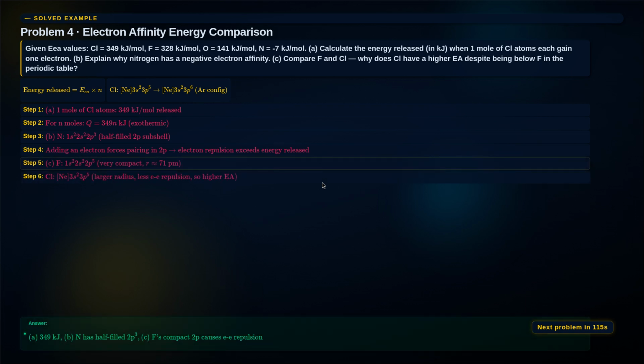Problem 4. Electron affinity energy comparison. Given electron affinity values for chlorine, fluorine, oxygen, and nitrogen, calculate the energy released when 1 mole of chlorine atoms each gain 1 electron. Then explain why nitrogen has a negative electron affinity, and compare fluorine and chlorine in terms of their electron affinity values. 1 mole of chlorine atoms releases 349 kilojoules of energy. Nitrogen has a half-filled 2p subshell, which is very stable, so adding an electron is energetically unfavorable. Chlorine has higher electron affinity than fluorine because its larger 3p orbital has less electron repulsion.